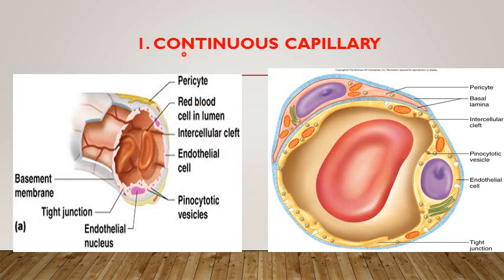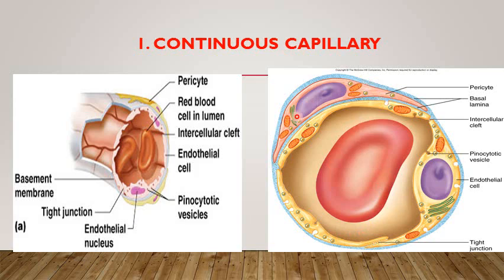Here you can see the structure of the continuous capillaries. The capillary has tight junctions. In this ultrastructural diagram you can very easily see that the single cell is closed here through this tight junction. So there is a tight junction and the wall of the capillary is continuous. There is no pore, no cleft or slits you can appreciate. This is a continuous wall, that is, a continuous capillary.